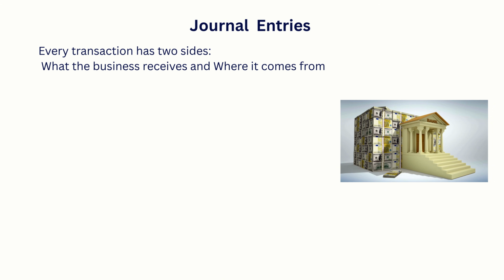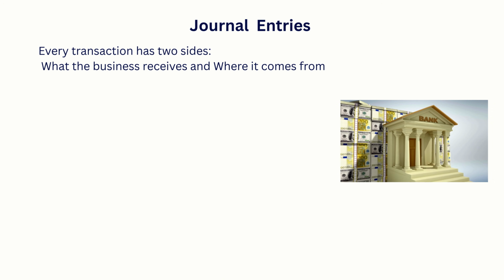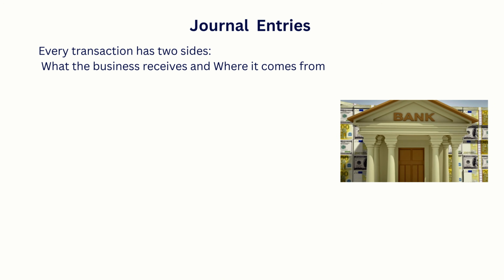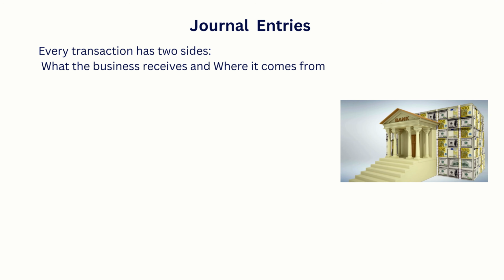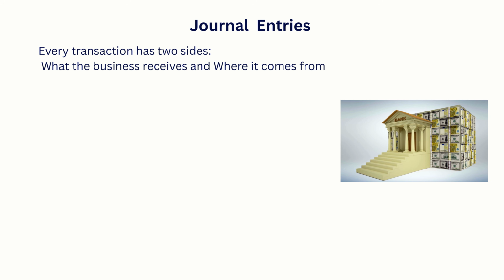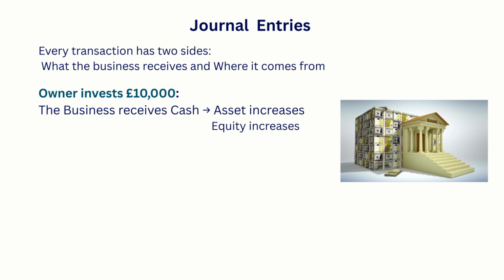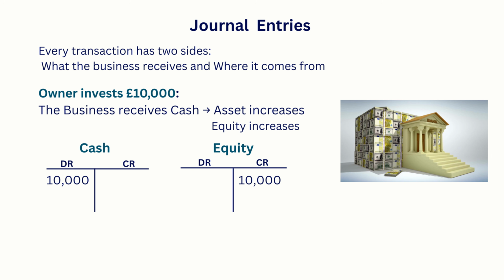Now, before we go any further, we need to understand one key idea that sits behind everything in accounting. Every transaction has 2 sides: what the business receives and where it comes from. The owner invests £10,000 into the business. Now stop and think. What did the business receive? It received cash. So cash, which is an asset, increases.